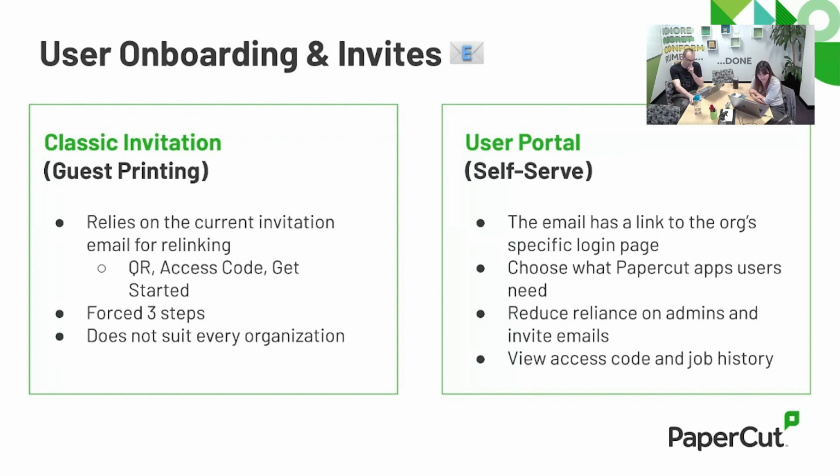It's also got the 3 steps that users must complete. So it's downloading the computer app, downloading the mobile app, and then the third one is just do a print job. It also doesn't suit every organization. We've found that some organizations, particularly with managed devices, don't want their users downloading the computer app because they can't install it anyway. And then other organizations don't want their users releasing print jobs using the mobile app.